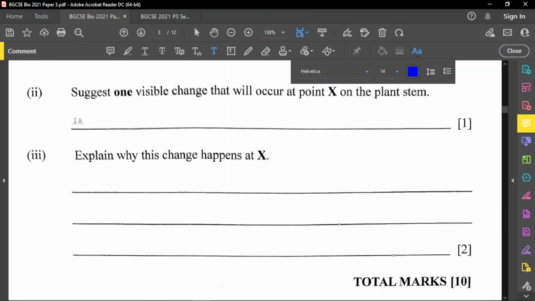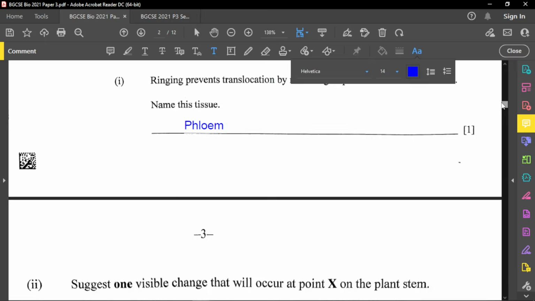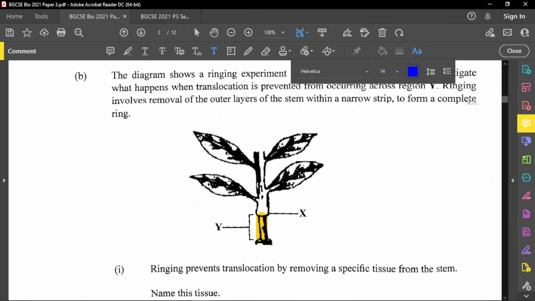Now, part 2 of this question said: suggest one visible change that will occur at point X on the plant stem. So what changes will you see at X? I must go back to show you where X is. And I want to make a point here so you can understand this a little better.